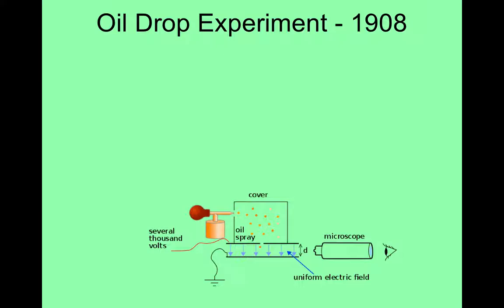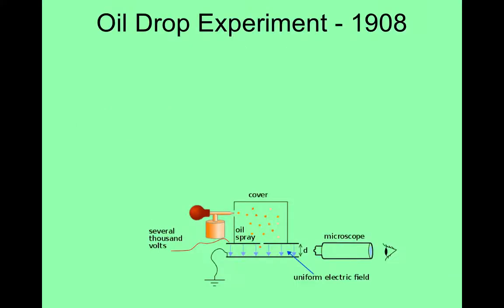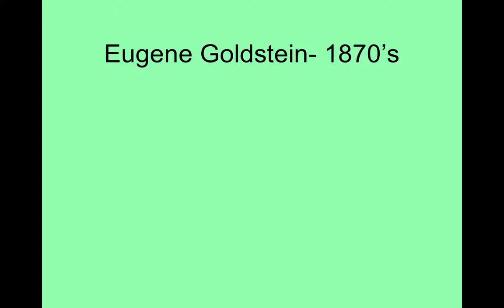I'm going to just go back quickly to the cathode ray tube experiment. And one thing I wanted to add about this is that Thomson, by adding a little spinning wheel into the tube, was able to determine that the electron did indeed have some mass because it was able to spin this wheel that can be added into the tube. So that takes us through the Thomson experiment and the oil drop experiment.